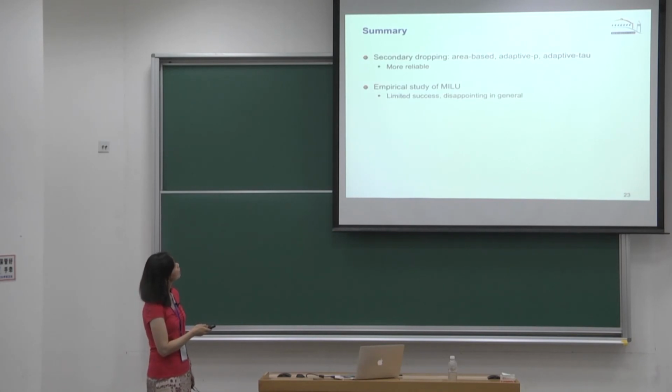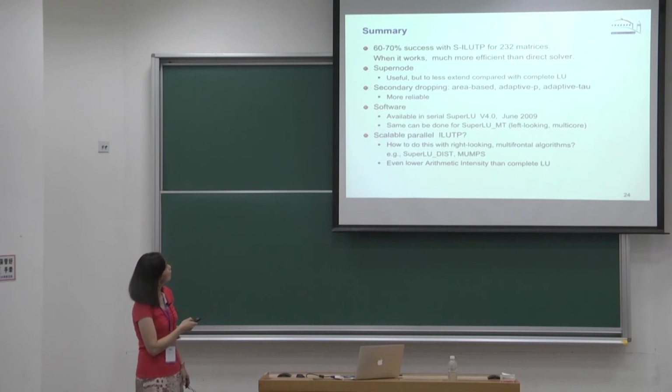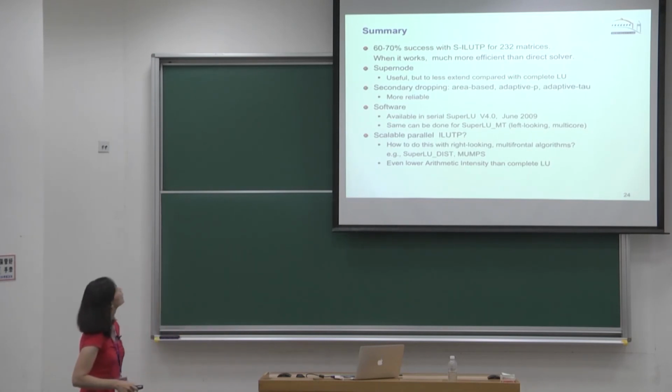Okay, so just to summarize this lecture. What we have done in the research: we use secondary dropping, which is more reliable, and area-based, so it has more global information. And then we use adaptive p, also adaptive tolerance. And then we have a lot of empirical study of this modified ILU.